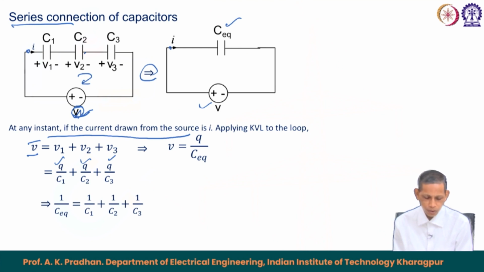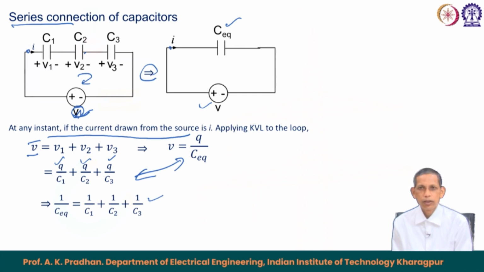So, therefore, from these two relations, for this equivalent capacitor in the two circuits shown, we say that 1 upon C1 plus 1 upon C2 plus 1 upon C3 is nothing but 1 upon C equivalent. So, this is similar to the condition of resistances in parallel.